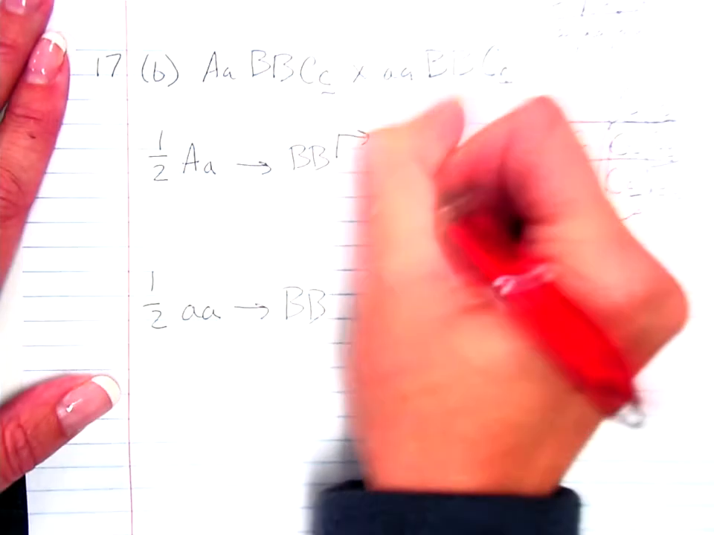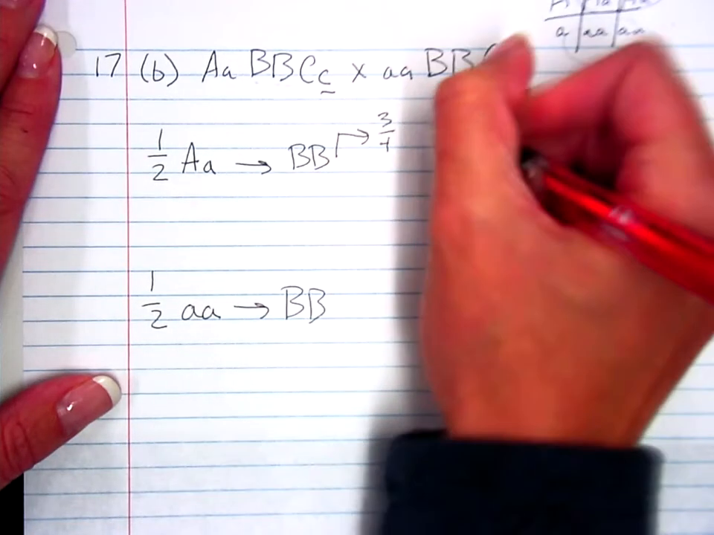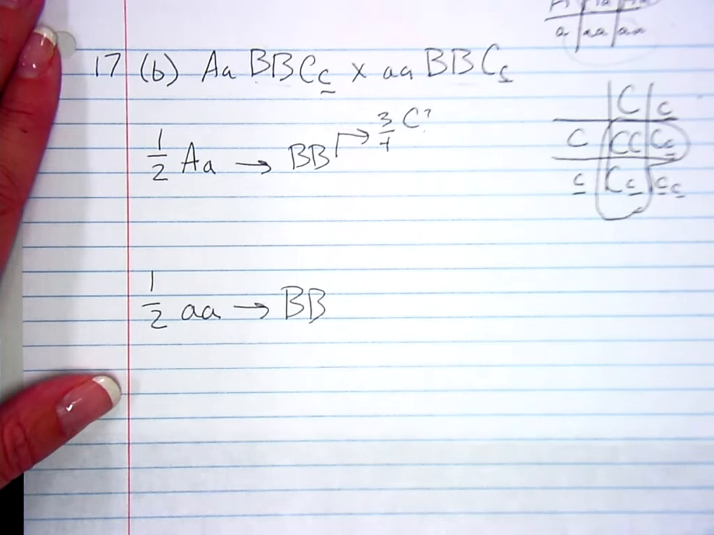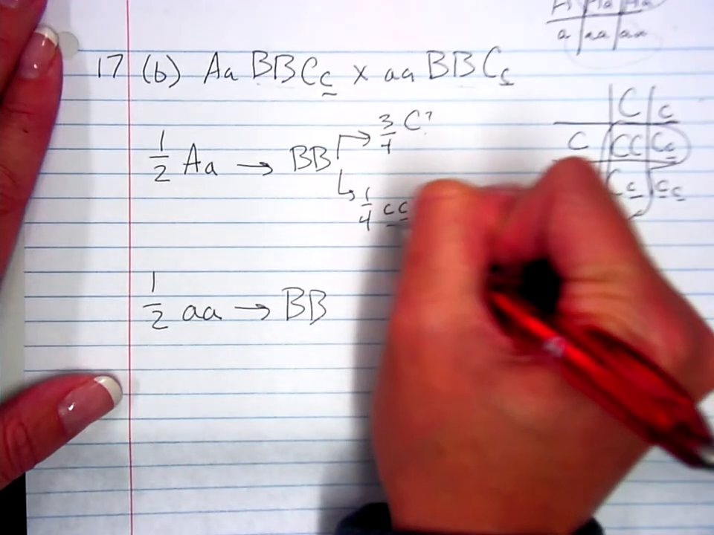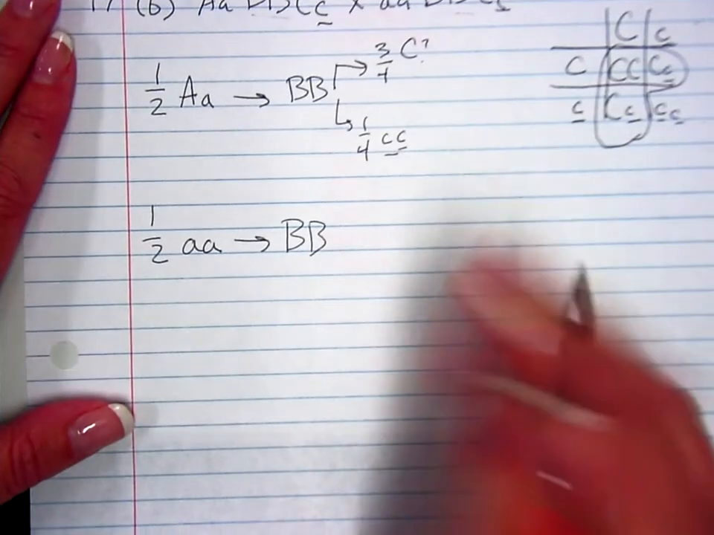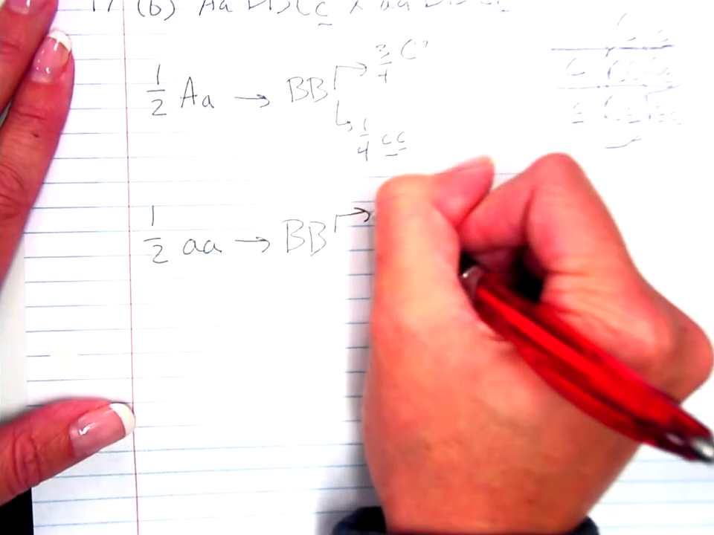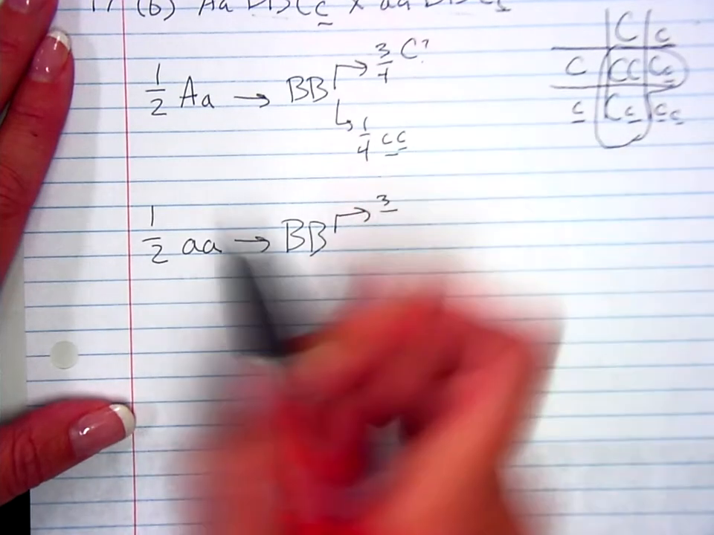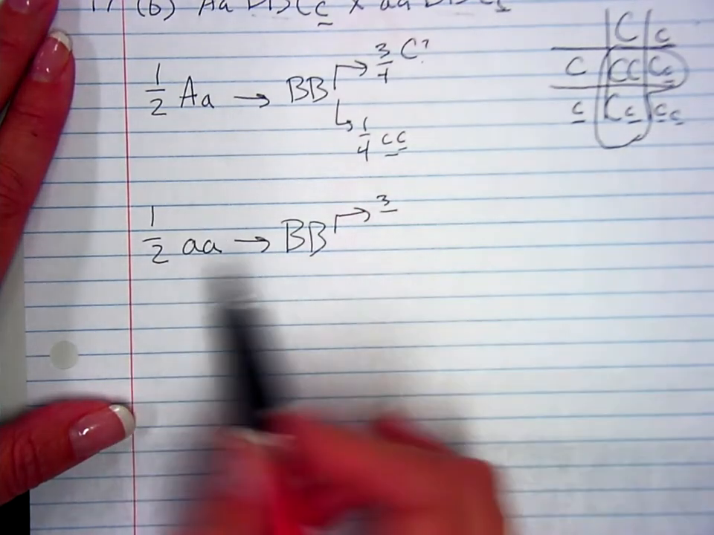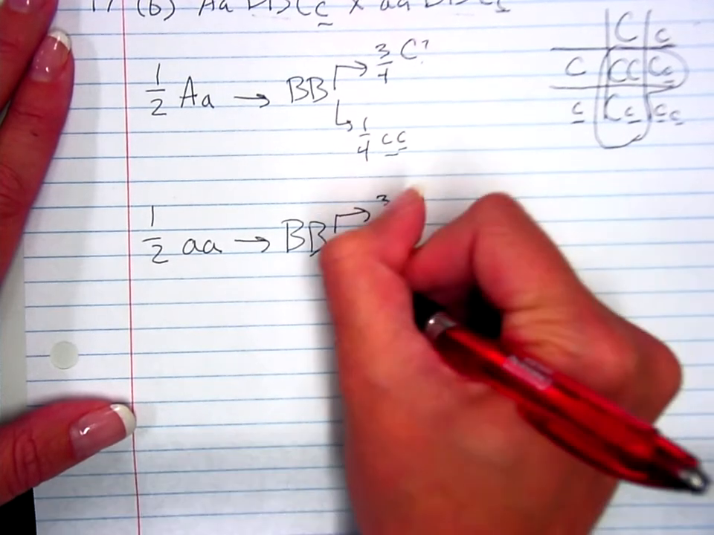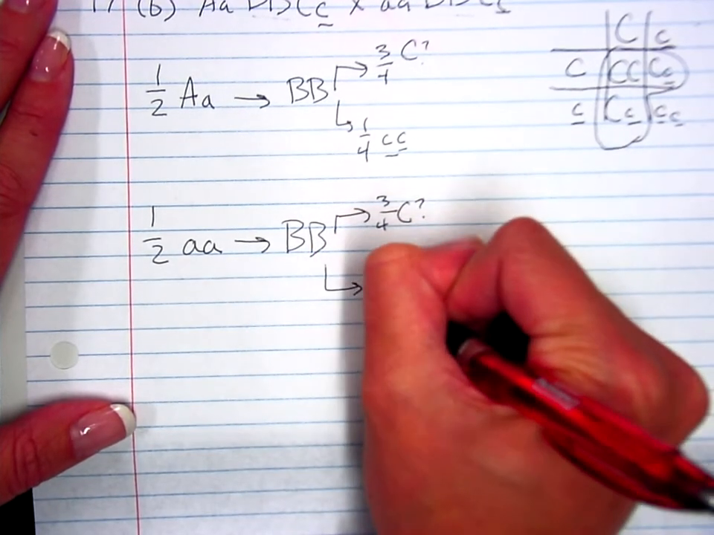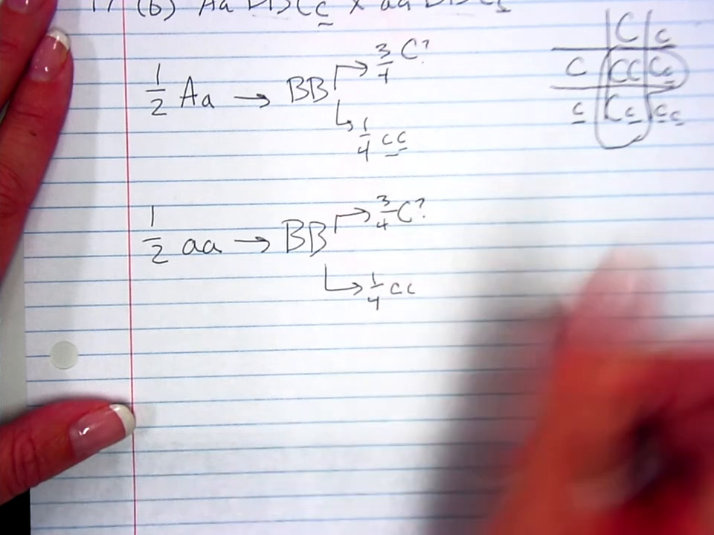So for each of these, we have to branch off. 3/4, big C something, dominant, 1/4 recessive. And that will happen with this group too. Out of all of the ones that are recessive for little a, 3/4 will be big C, question mark. They'll have the dominant trait, and 1/4 will have the recessive trait, little c, little c.